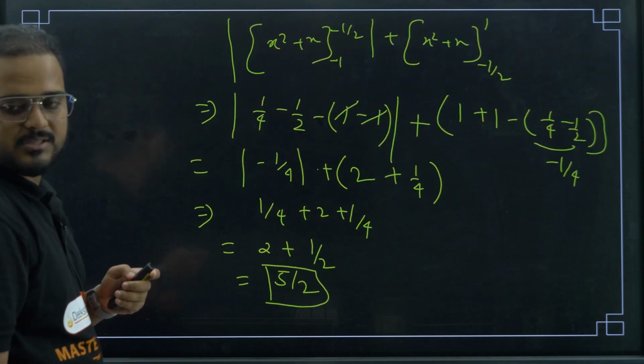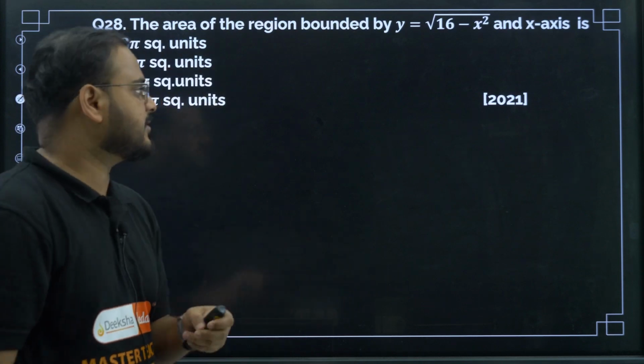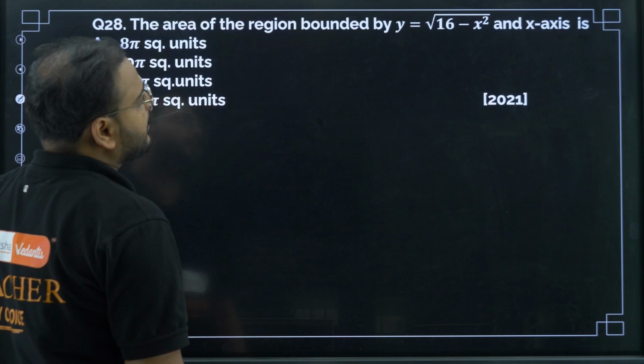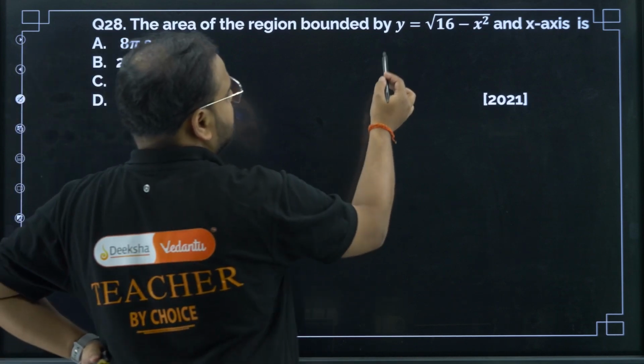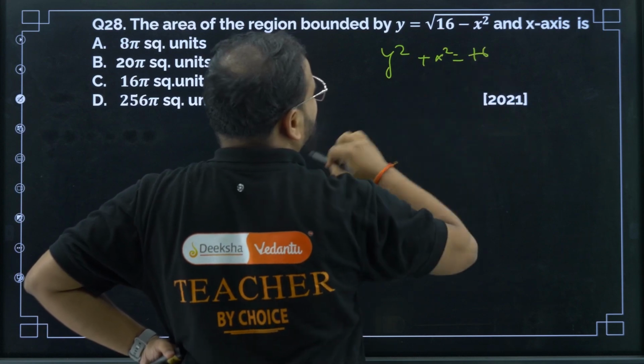Have a look. Okay, visible? All of it? Yes? If you're not sure about the substitution, do the calculation from your side, you'll get the same result. So now question number 28. Find the area of the region bounded by this curve. This is a circle, so y square plus x square equals 16. How will you solve it?